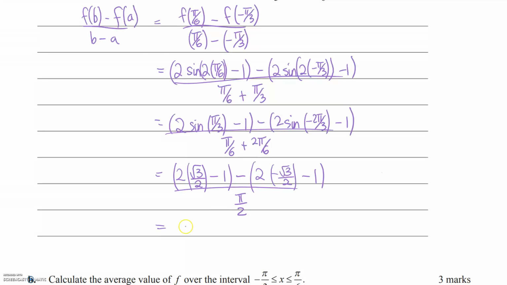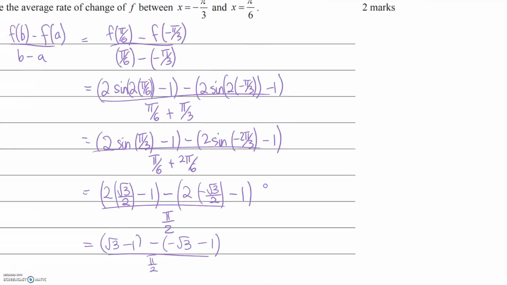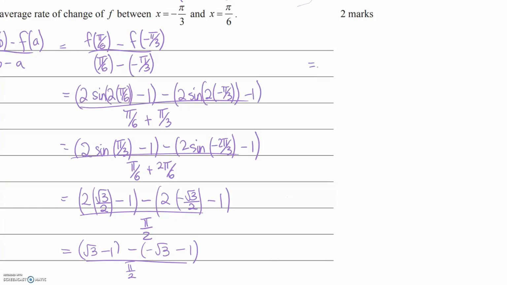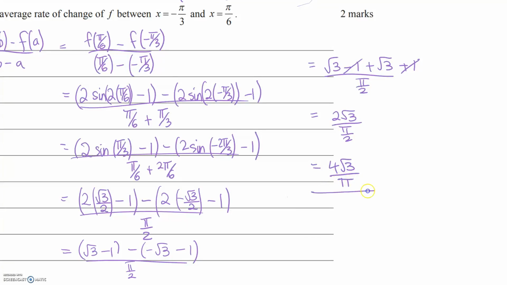Now this is just going to obviously give me root 3, take 1, take away negative root 3, take 1, all on pi on 2. Now when I actually work this through, I'm going to see that I've got root 3, take 1, plus root 3, plus 1, all over pi on 2. So this is actually going to be 2 root 3. These 1s are going to cancel with each other over pi on 2. This 2 will technically jump up to the top of the fraction. So I've got 4 root 3 on pi as my answer.